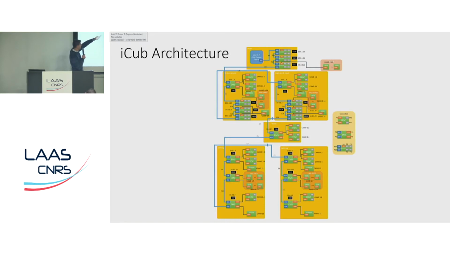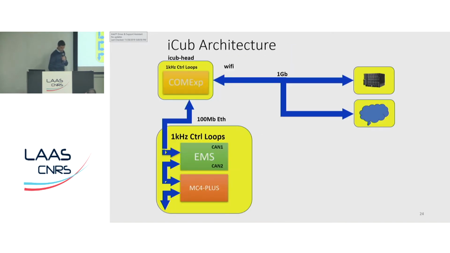Then there's an Ethernet connection that goes all around the robot, and then we have CAN bus lines for skin electronics, for FT sensors, for brushless motor control cards, and every board. This EMS is like a gateway, but it's not only a gateway because it can also do some control loops. Specifically, this is the head that can run loops at 1K or 100 Hertz, and then there's a Wi-Fi connection or gigabit connection to a cluster of PC, GPU, whatever.